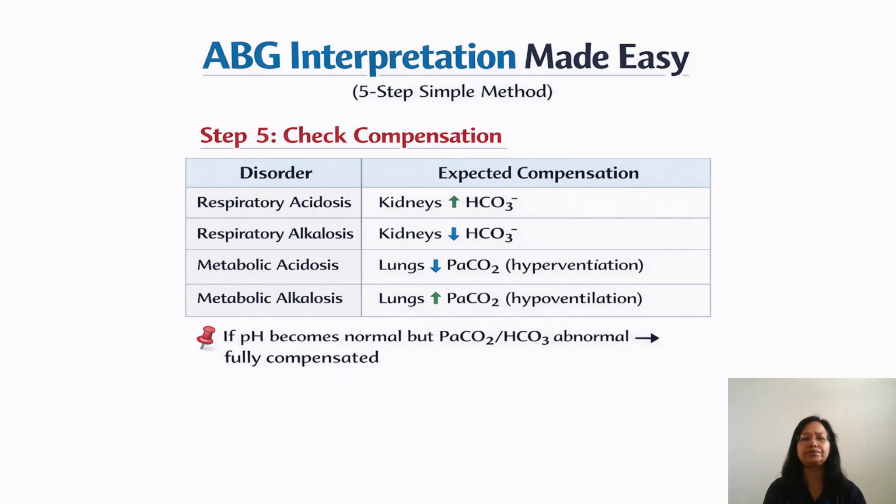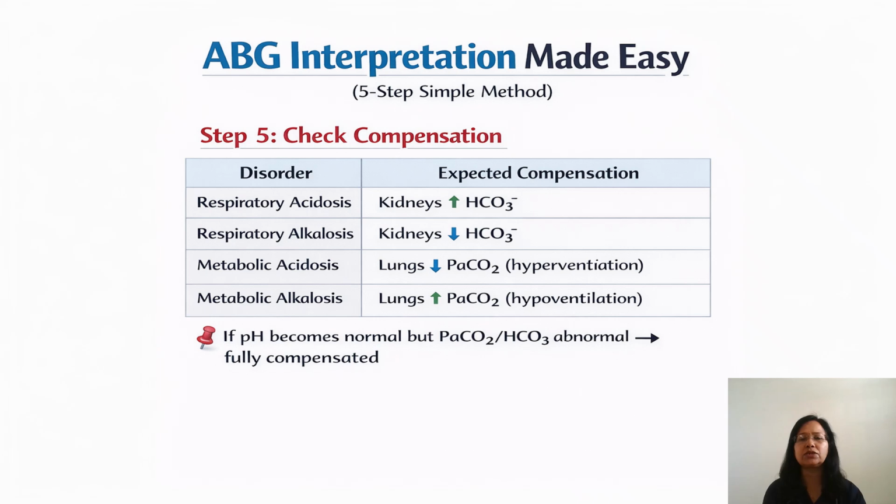Next, we interpret compensation. If it is respiratory acidosis, check for the compensation. The kidney will increase the bicarbonate for the compensation. In respiratory alkalosis, the kidney will decrease the bicarbonate for the compensation.